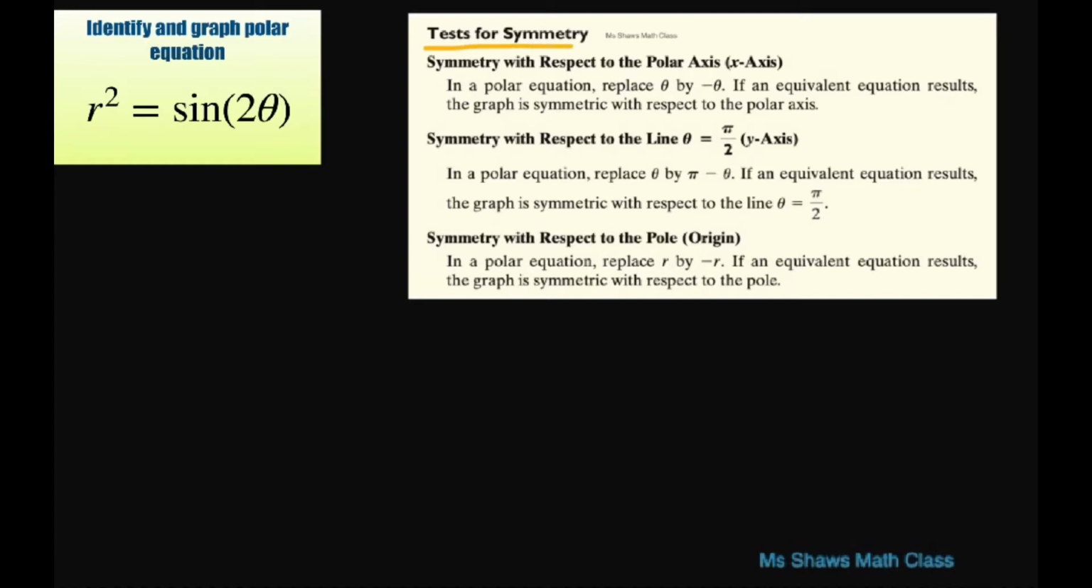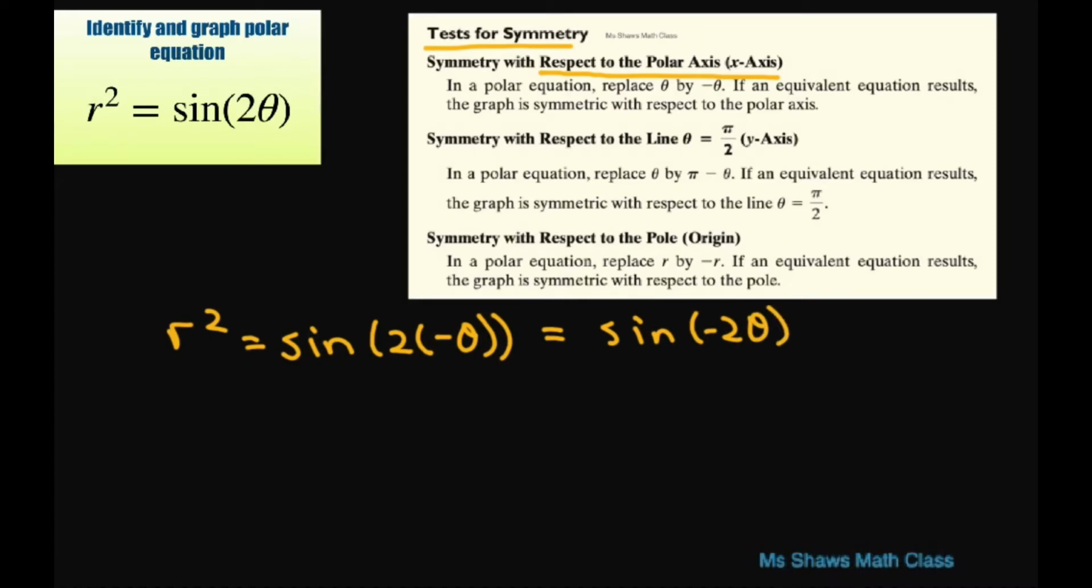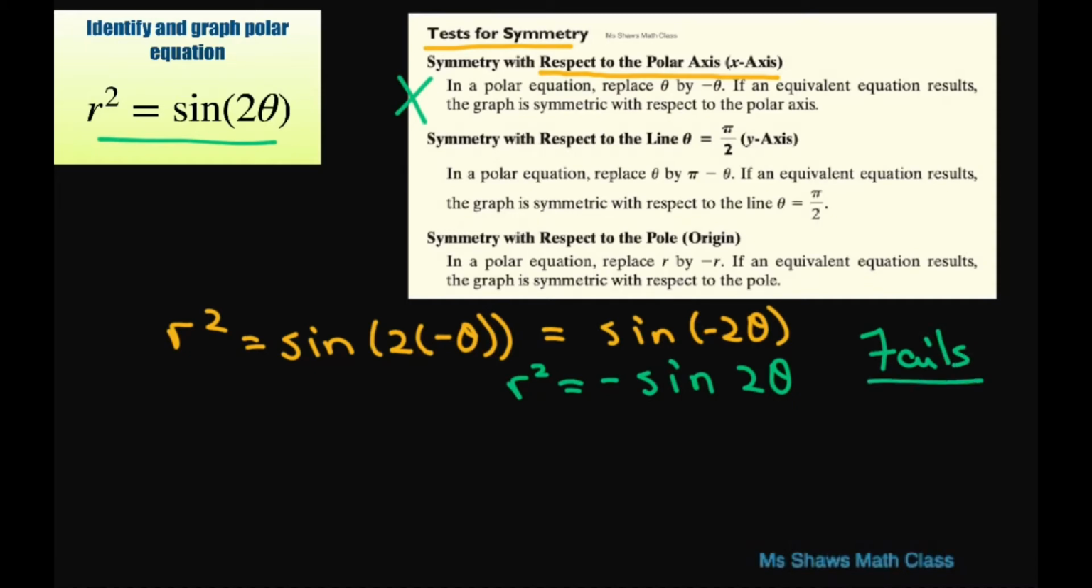The first test we're going to do is see if it's symmetric to the polar axis by substituting in our theta with negative theta. So we're going to get sine of 2 times negative theta, which equals sine of negative 2 theta. Since sine is an odd function, this equals negative sine of 2 theta. Since these two equations are not equivalent, this test fails. So our graph is not going to be symmetric to the polar axis, i.e.